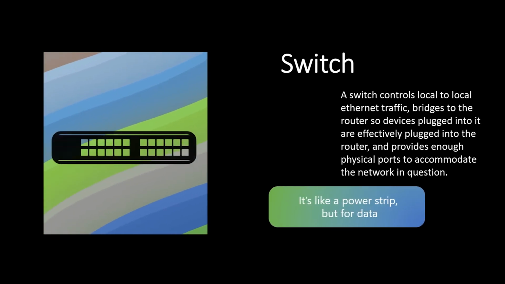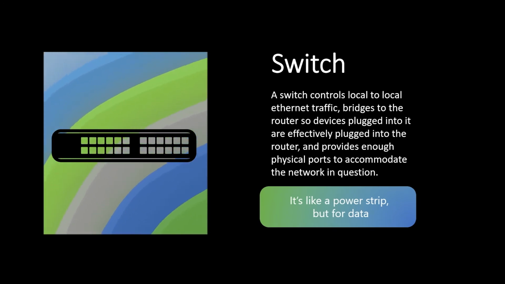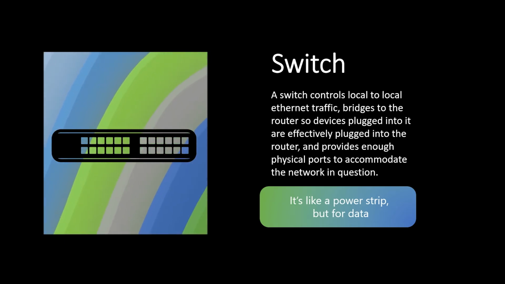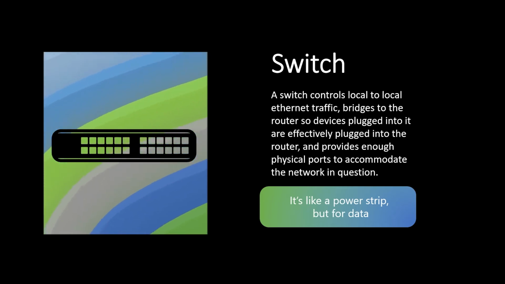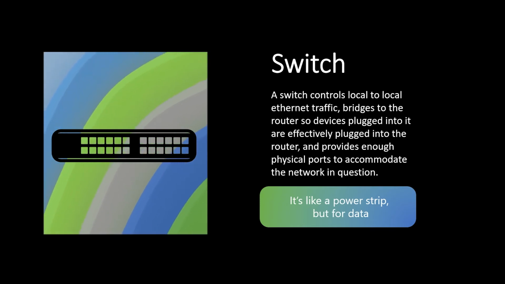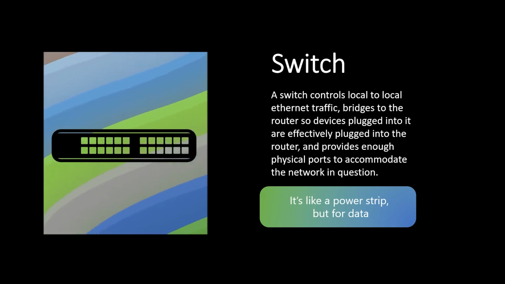Now, a switch controls local-to-local Ethernet traffic. If you have two computers on a local network and you transfer a gigabyte file from one to the other, it will go through the switch and not even bother the router because it knows it's local traffic. Besides that, the switch is also bridged to the router, so anything you plug into the switch is effectively, logically speaking, like it's plugged into the router directly.